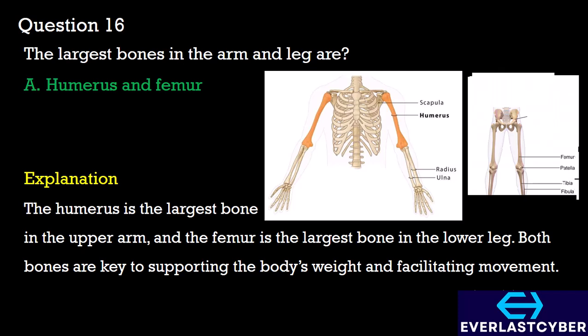The radius and fibula are smaller bones in the arm and leg. The radius is in the forearm, while the fibula is a smaller bone in the lower leg. The ulna is one of the bones in the forearm, and the fibula is a smaller bone in the lower leg. And these bones are not large in the respective limbs where they are. So the largest bones in the body are found in the arm and leg, and they are the humerus for the arm and the femur for the leg.